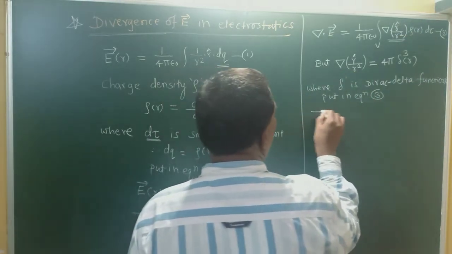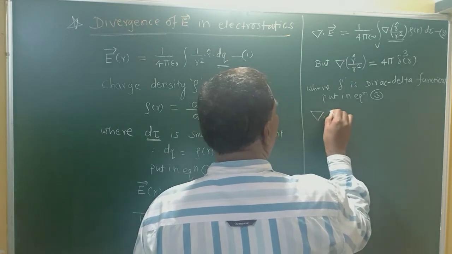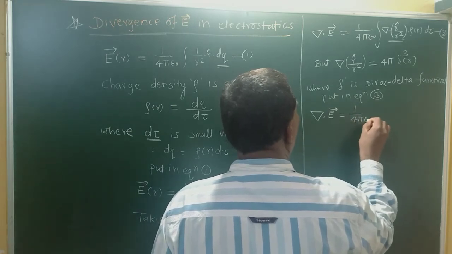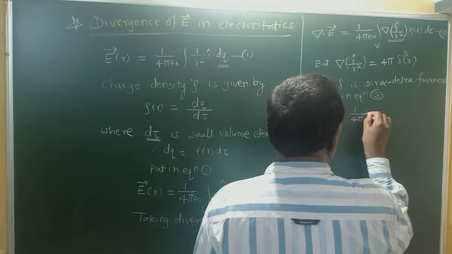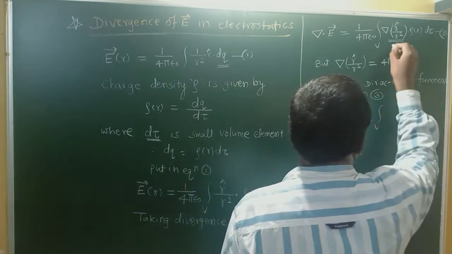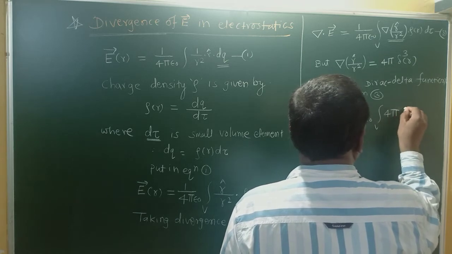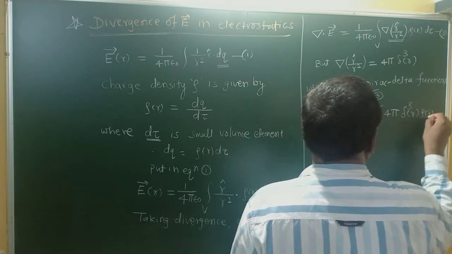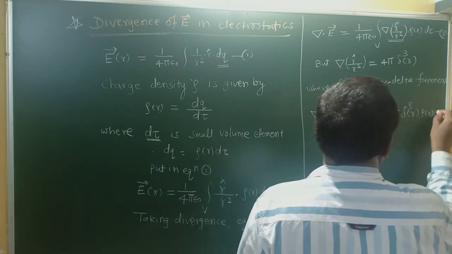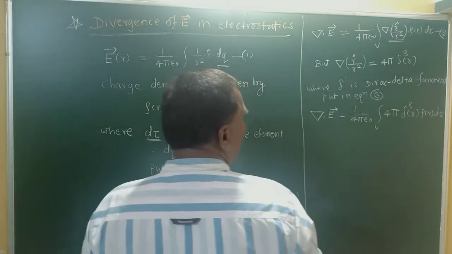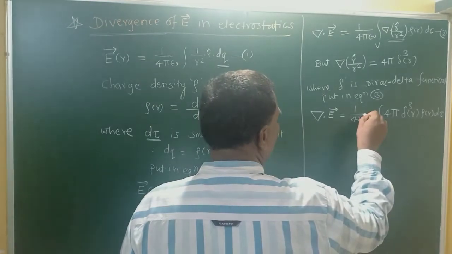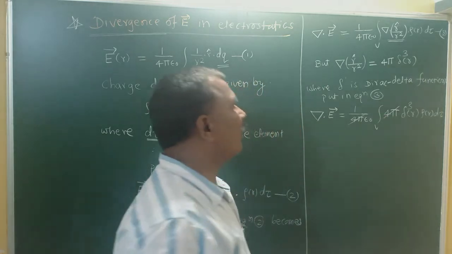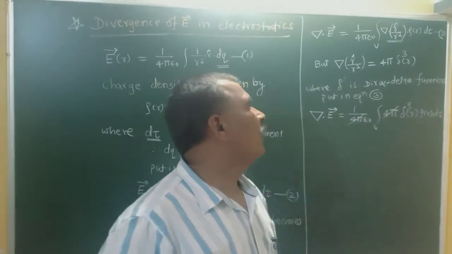What do we get? Divergence of E bar is equal to 1 upon 4 pi epsilon naught into the volume integration of 4 pi delta cube of R, rho of R, into d tau. Again, the 4 pi cancels with the 4 pi, and what remains is 1 upon epsilon 0.